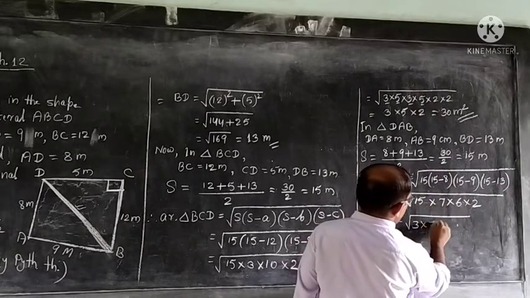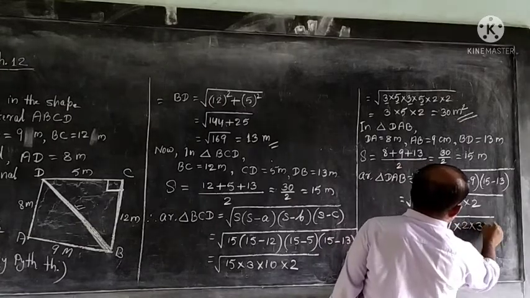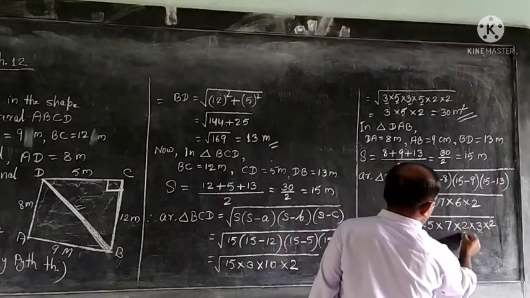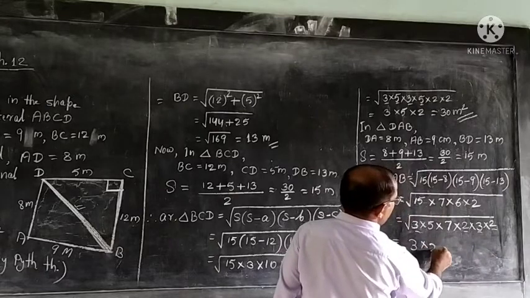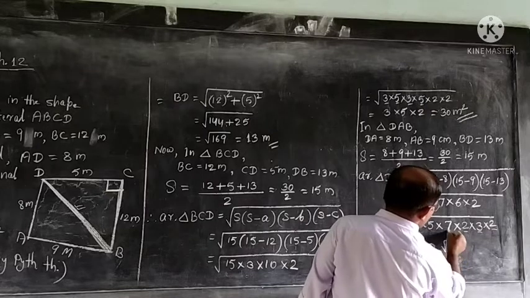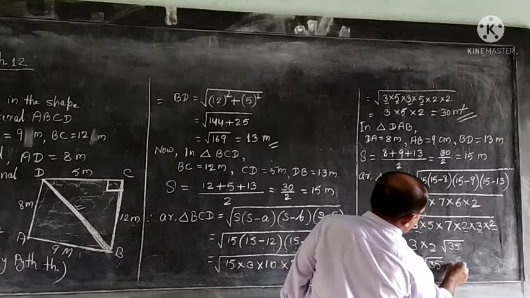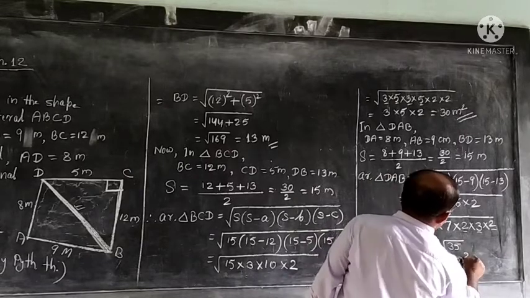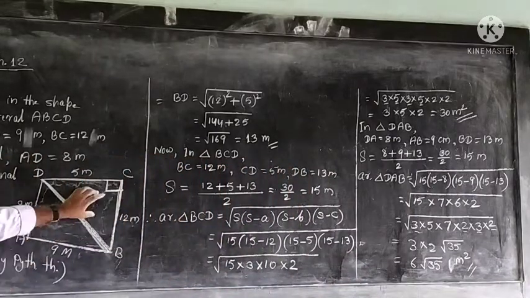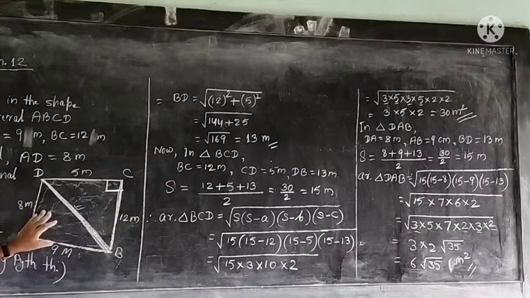15 is 3 fives, 7, and 6 is 2 threes, and 2. We get 3 3 3, we can get 2 2 2, remaining under the root 5 and 7, they do not have any pair. So, 35, we get 6 root 35 meter square is the area of this other triangle. This part we calculated area was 30 meter square, this part 6 into root 35 meter square.